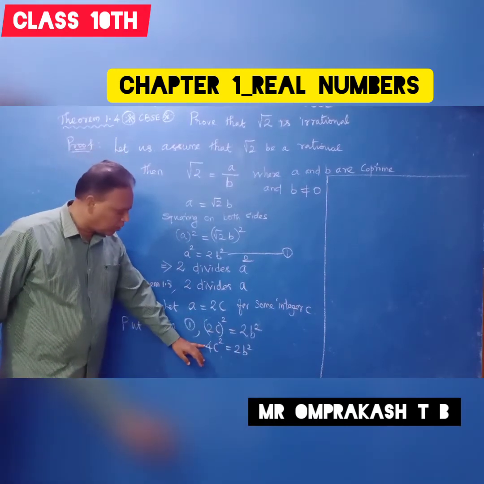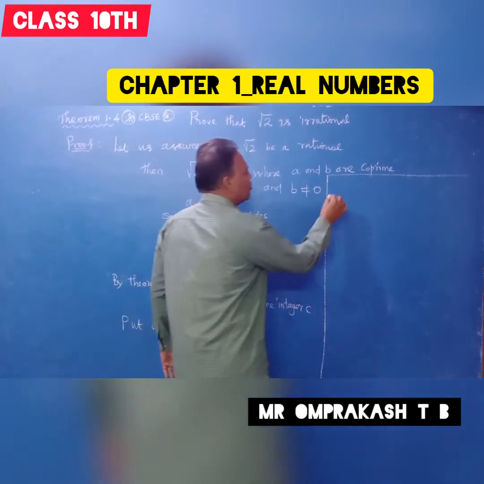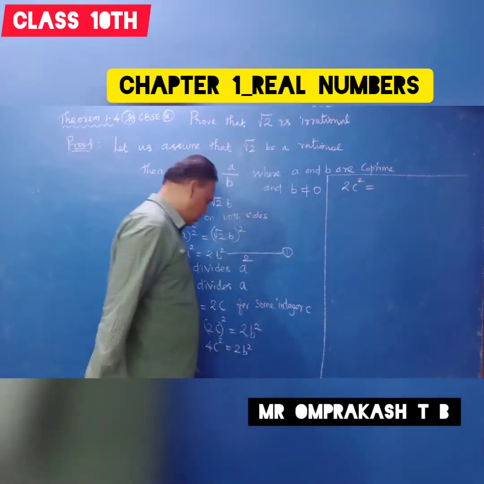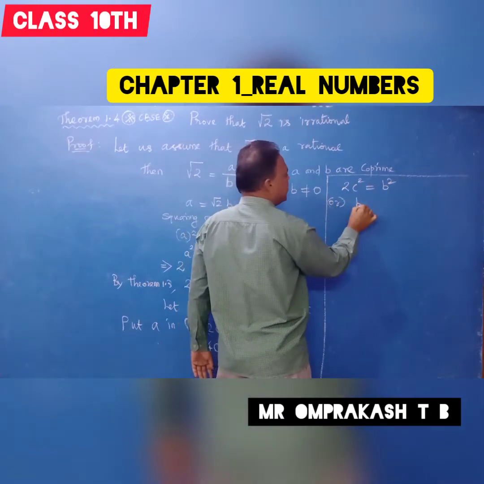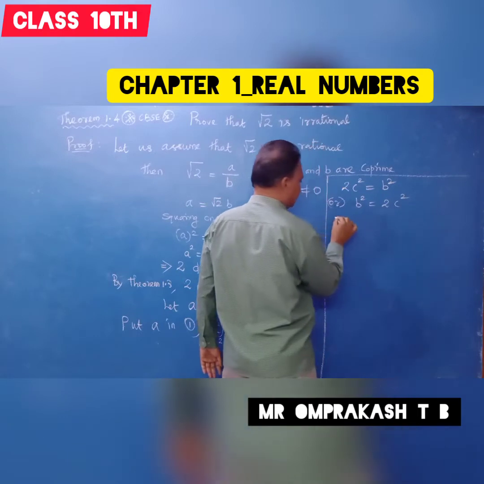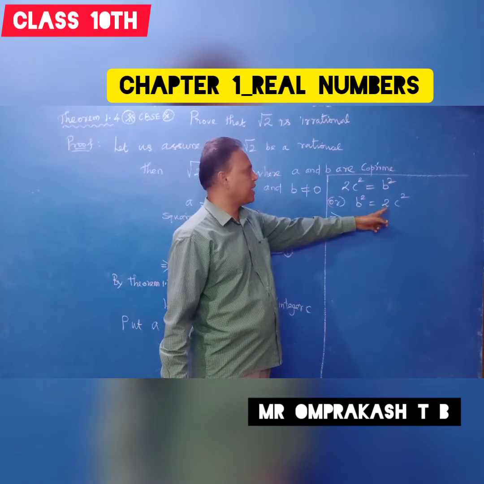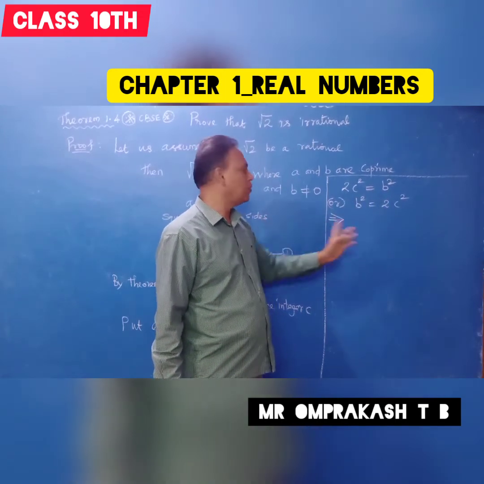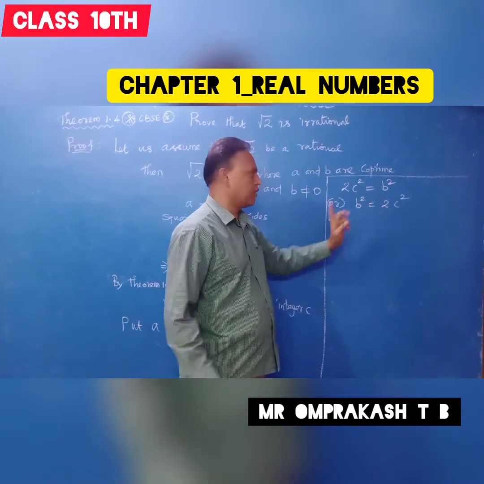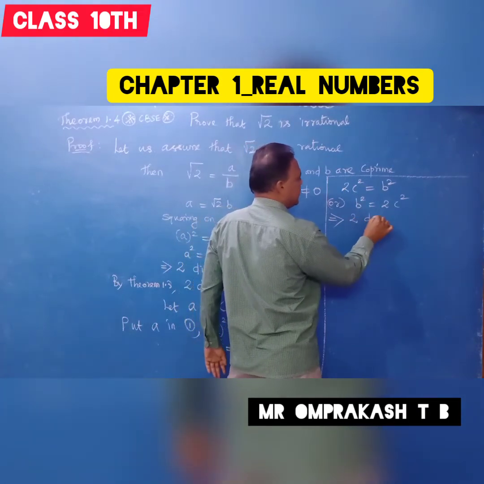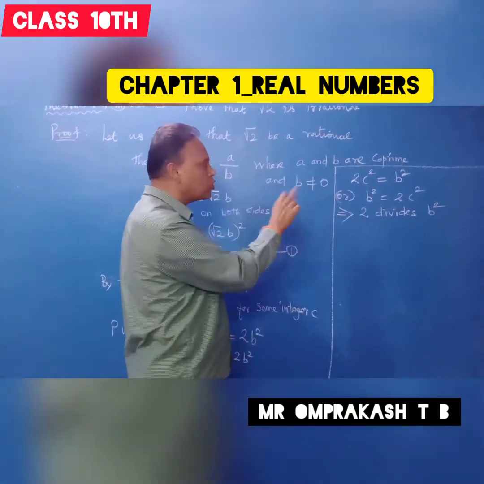Therefore, dividing by 2 on both sides, we get 2c squared equals b squared, or this can be written as b squared equals 2c squared. This implies 2 is a factor of b squared. 2 times c squared means 2 is one of the factors of b squared. Right? That means 2 divides b squared.